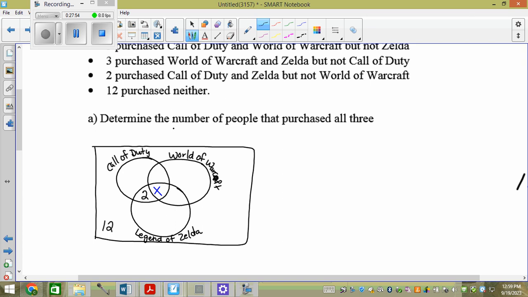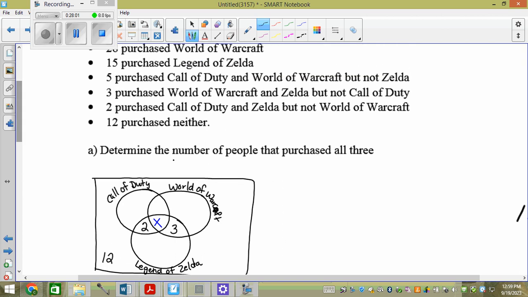Then it says 3 purchased World of Warcraft and Zelda, but not Call of Duty. So we have a 3 here. Then it says 5 purchased Call of Duty and World of Warcraft, but not Zelda. So those are easy to fill in. The other 3 are not.